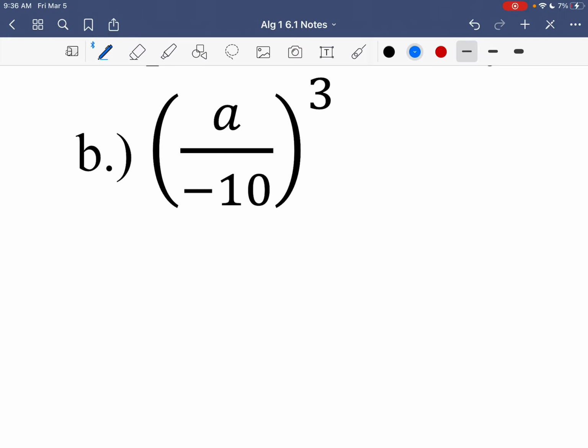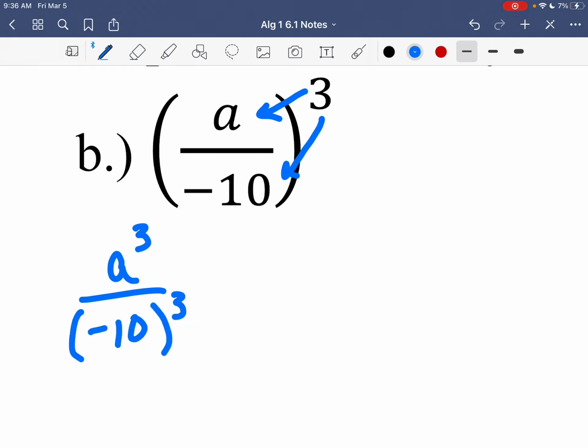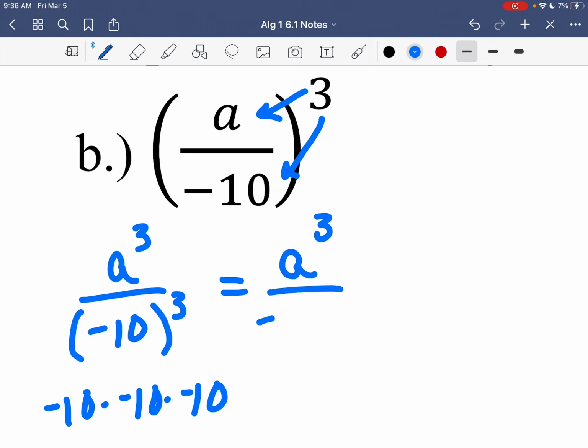Okay, so since this is a division, this third will apply to both pieces in here. So I'll have a to the third divided by negative 10 to the third, which a to the third, not a whole lot I can do with that. But negative 10 to the third, I can multiply negative 10 3 times, which is going to give me negative 1,000.